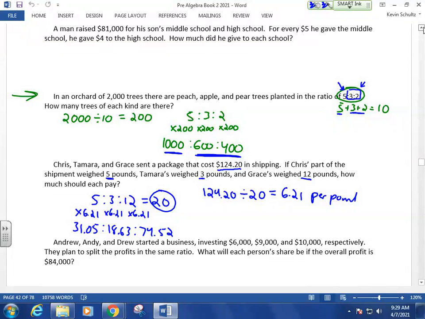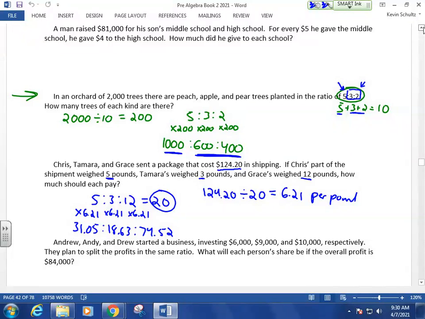Questions on this? Yeah, John. You got 20 from, did you get 20 from 12 plus 3 plus 5, right? I did. Yep. Yeah, if we add the total weight together, there's 20 total pounds, and divide that by the whole, that's going to give us the price per pound here. And we take that unit, that price per pound, and multiply it by each part in the ratio to get what each person should pay. Okay. Other questions on this?